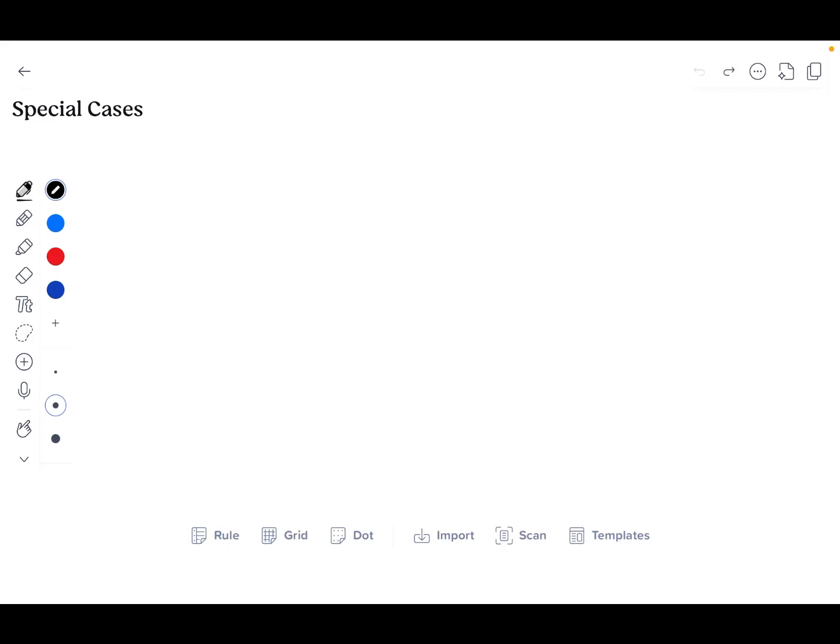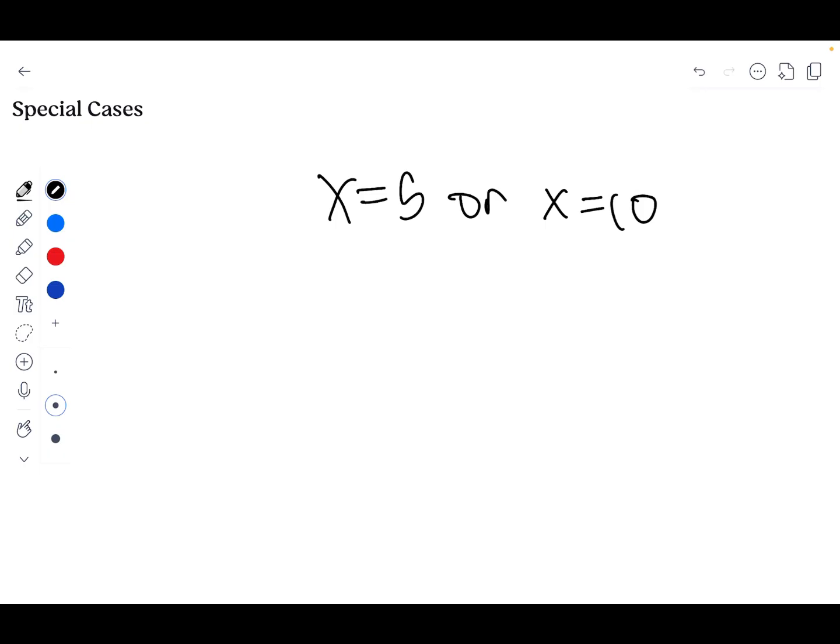Welcome to my video on Algebra 1, Unit 1.2, aka Special Cases: No Solutions and Infinite Solutions. In our last lesson, we solved equations and always found exactly one solution, like x equals 5 or x equals 10. But what happens when an equation behaves differently? Today we'll explore two new special cases.